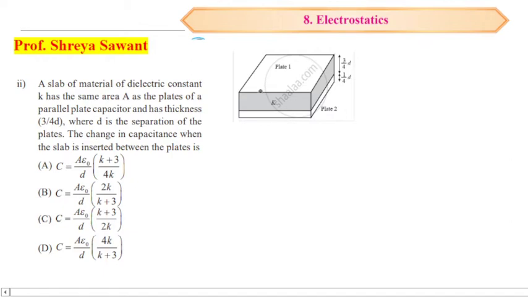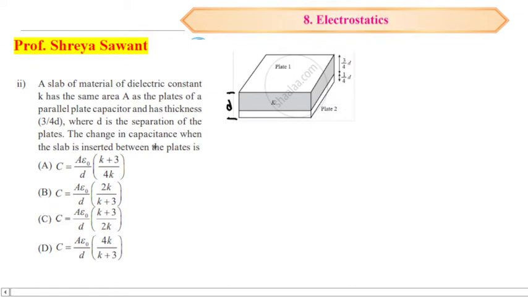Suppose this is a parallel plate capacitor, and in between there is a glass slab whose thickness is 3 by 4 D. The remaining space is 1 by 4 D. 3 by 4 plus 1 by 4 is nothing but D, because they already gave D as the separation, so the total thickness is D. The glass slab fills only 3 by 4 D, and the remaining 1 by 4 D is empty.